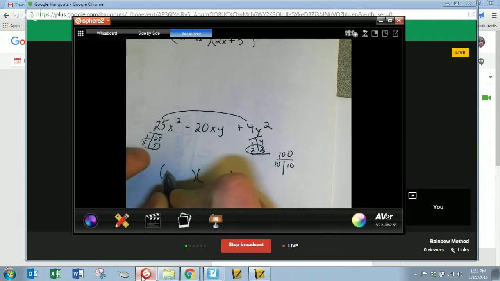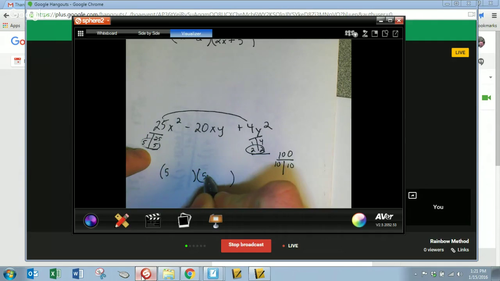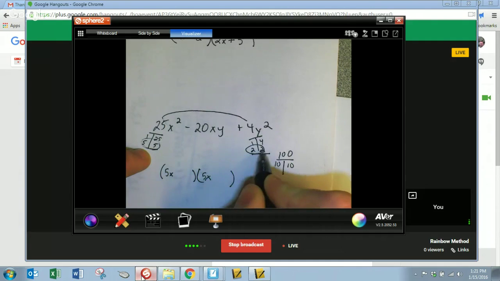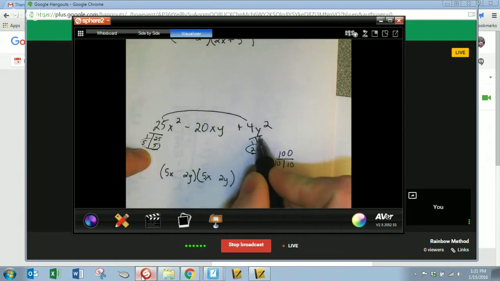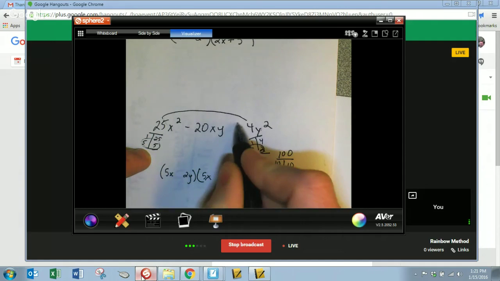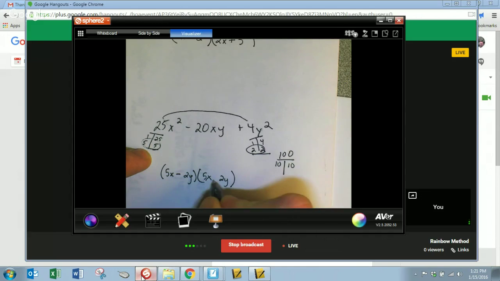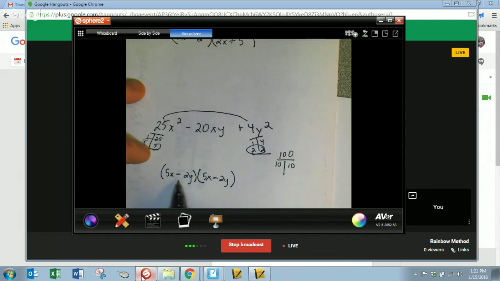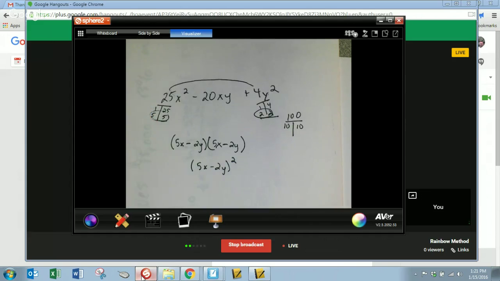So I have 5x and 5x. It doesn't matter which one goes where because they're both the same. So I got 2y and 2y, because if you look above, the y's went with it, and the x's went with it. The signs are the same, and they're both negative. Since my factors are the same, we can write it as one factor and square it. So that's a brief explanation of how we use the rainbow method.